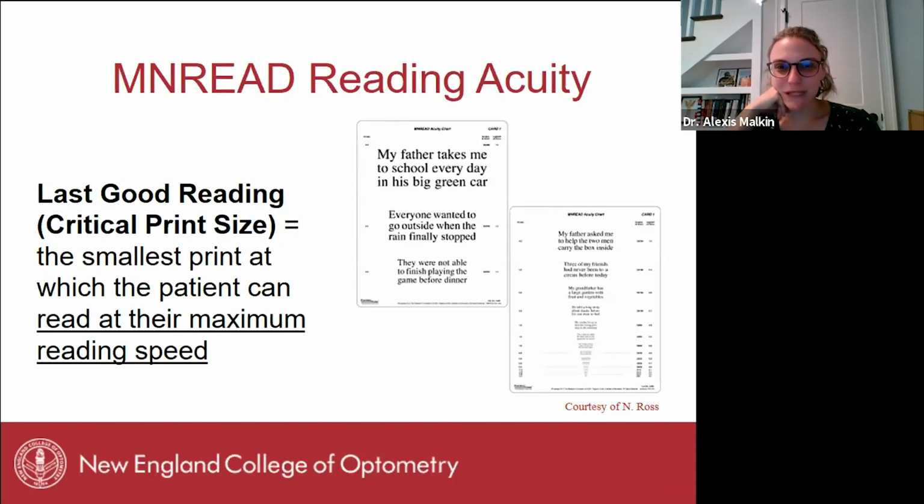So the principle is that you would have the patient start all the way at the top here. "My father takes me to school every day in his big green car," and they would read all the way down to where it fades out. So maybe they would say, "3 of my friends had never been to a circus before today." And then the print gets kind of small here. So they would say, "my grandfather has a large garden with fruits and vegetables." So if you notice that change in pace, your critical print or your last good reading would be this "3 of my friends."